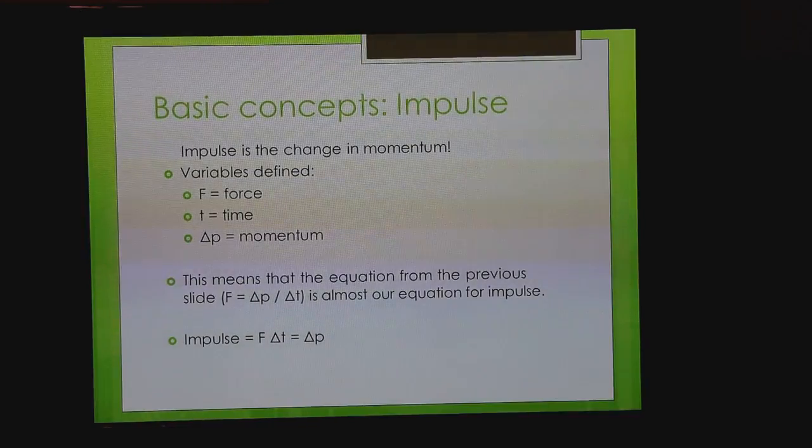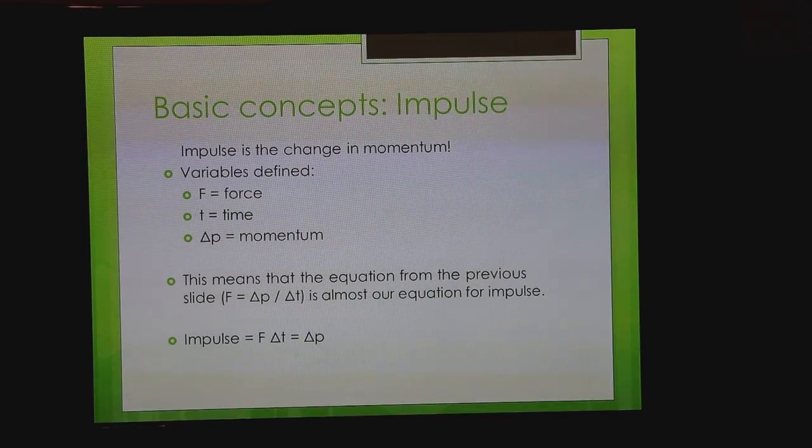Alright, basic concepts of impulse. Well, impulse is the change in momentum. So some variables that we need to define for impulse are force, which is F, time, T, and delta P, which is the change in momentum. So this means that the equation from the previous slide, F is equal to delta P over delta T, is almost our equation for impulse.